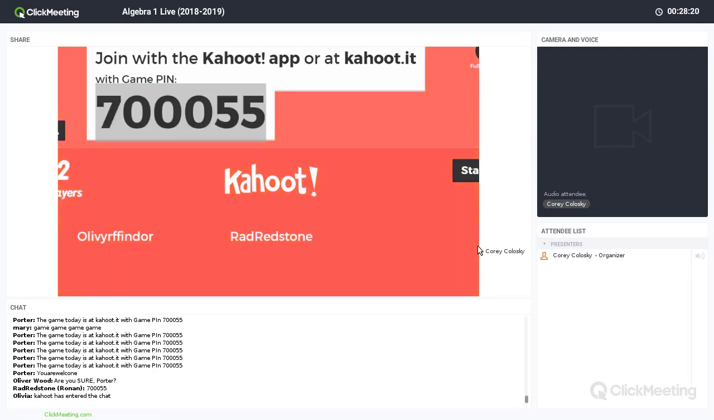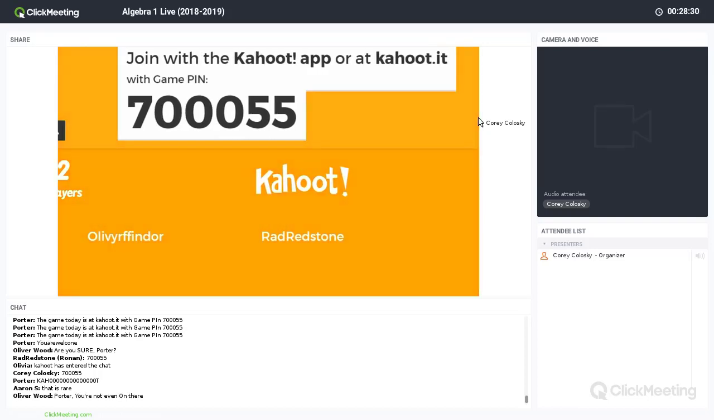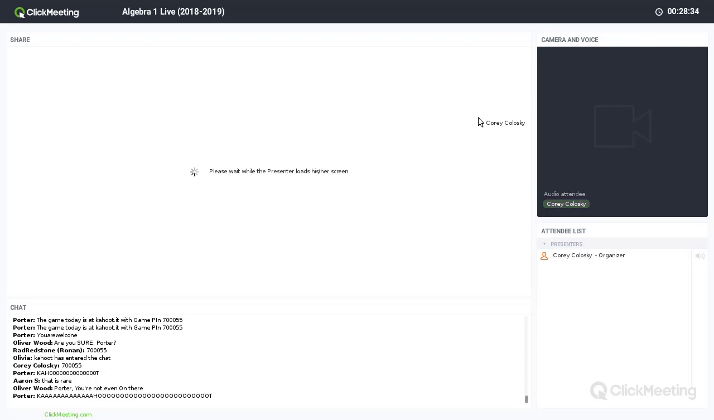There are a lot of repeat numbers in this Kahoot pin. So we got 3 zeros and 2 5s. It's unique. All right, so if you can start logging in to the game.